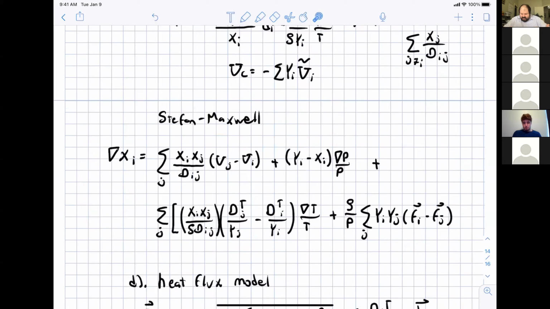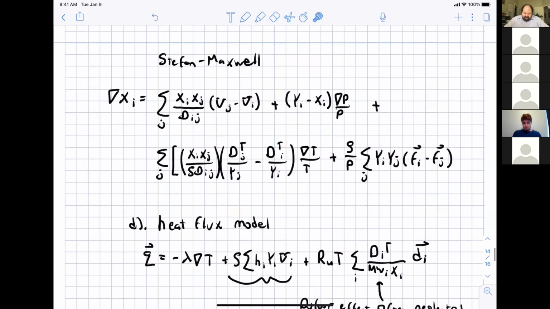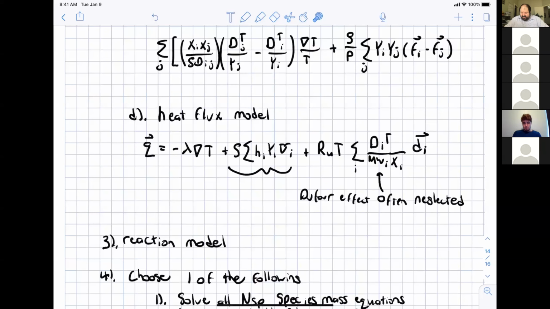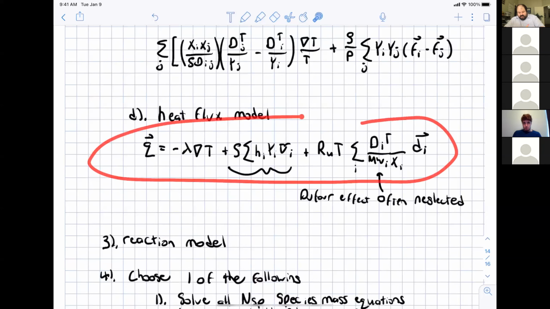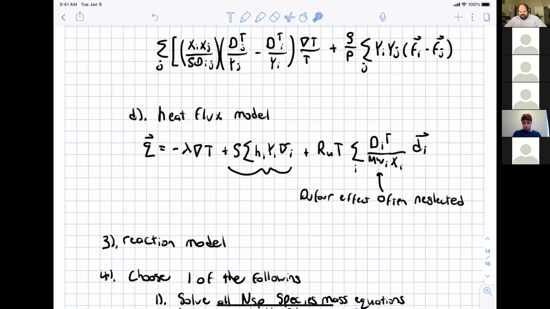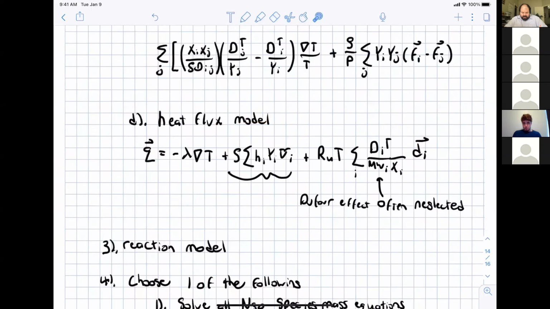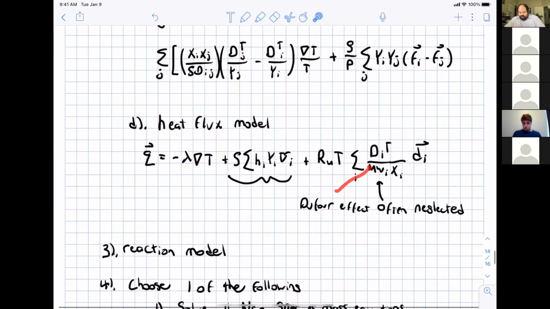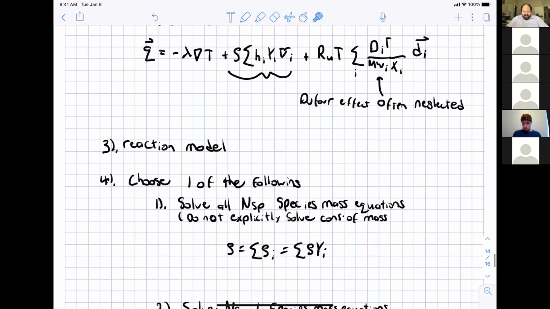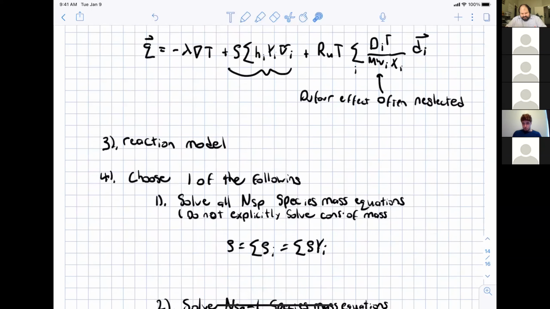But yeah, and so you have all these different choices. Then you need to pick a heat flux model. That's a bit more straightforward because there's only one of them for all the different types of flows. But you just need to choose whether you include the Dufour effect or not. And normally that is neglected. Okay, so we have all the transport. You need to pick a chemical reaction model.